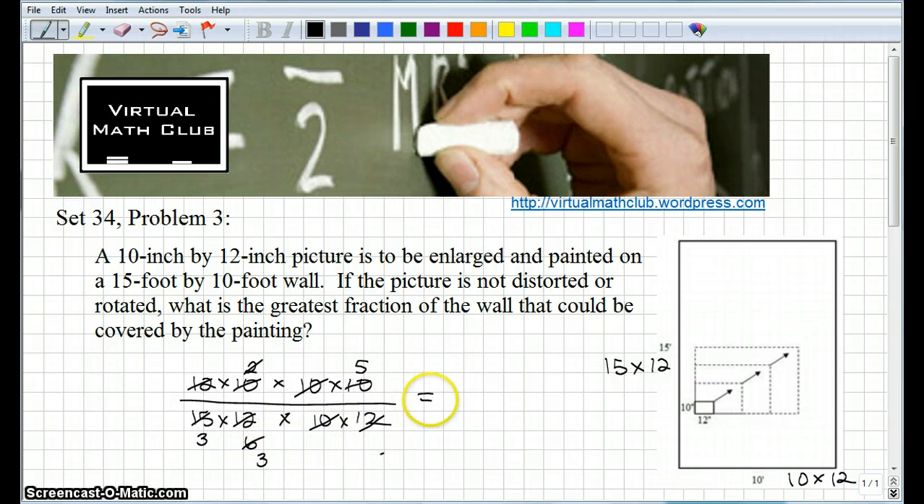So what have I got left? Everything's canceled out here except 5 on the top, and in the denominator I've got 3 times 3. So I have 5 over 9, and that's my answer. The ratio of the area of the enlarged picture to the area of the wall, when we've got the picture enlarged as big as it will go, is 5/9. So 5/9 of the wall will be covered by the picture.